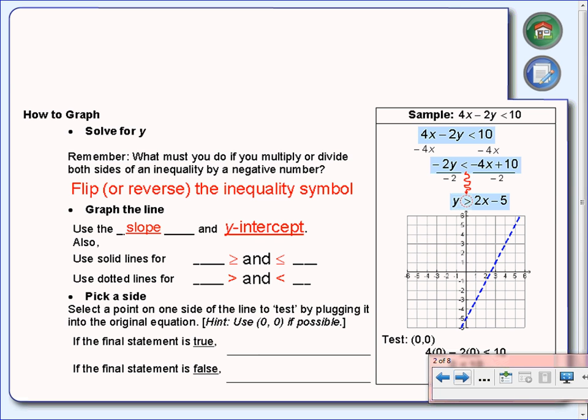Select a point on one side of the line to test by plugging it into the original equation. Now, the suggestion here is to use the ordered pair (0, 0). Usually, that's going to be the easiest point to plug in. (0, 0), the origin. And if we get a true statement after plugging in that point, we're going to shade to that side. We get a true statement, that's the side that we're going to shade to.